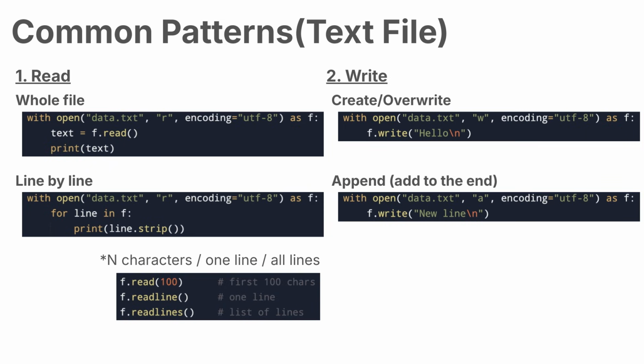1. Read the whole file. Sometimes you just want everything at once. We open in read mode and call f.read. That gives us one big string. It's perfect for small files, quick and simple. After you print it, you'll see exactly what's inside.